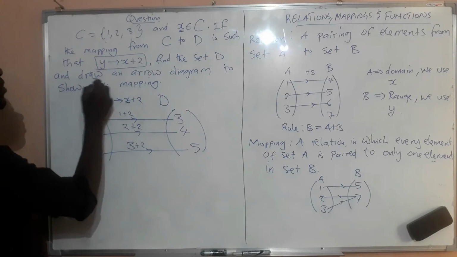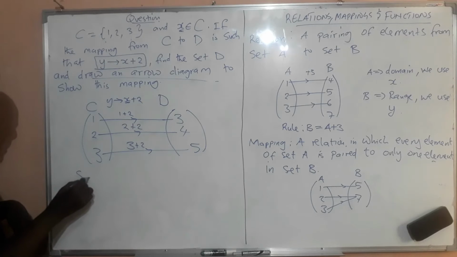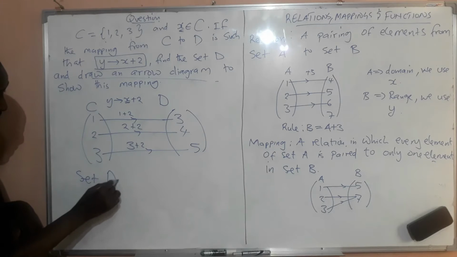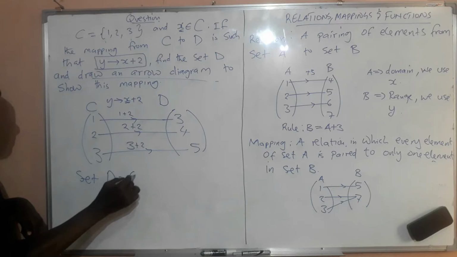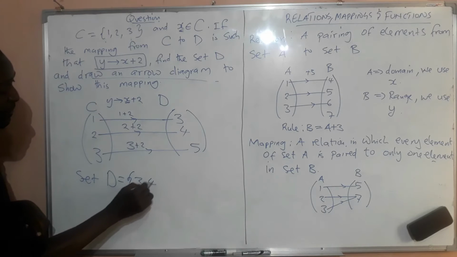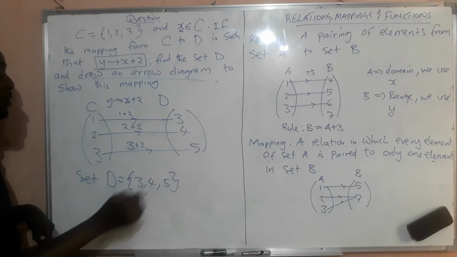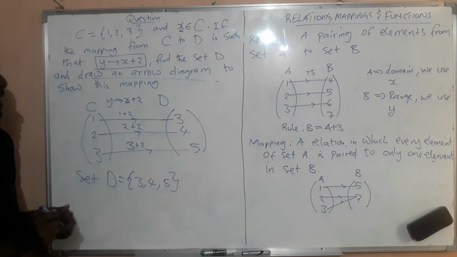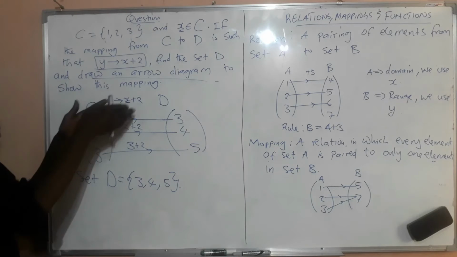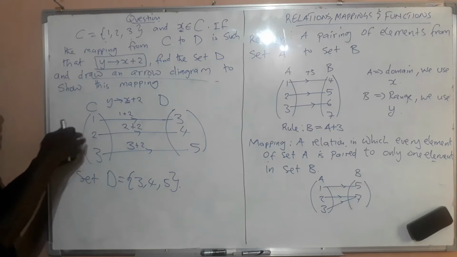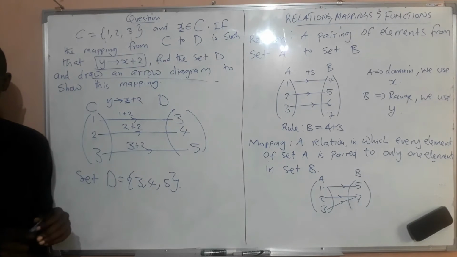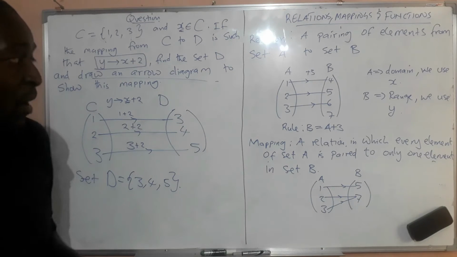The question says draw the arrow diagram. And so the set D is given by the members 3, 4, and 5. So these are the elements of the set D. So this is the rule that you use. You just substitute where there's X, you replace with the numbers you're given, and you have your set. Okay, so we can continue.